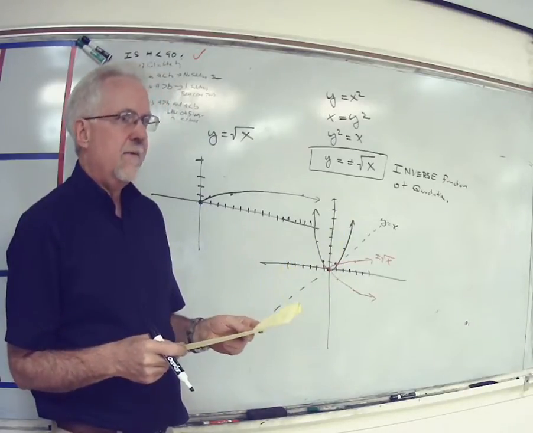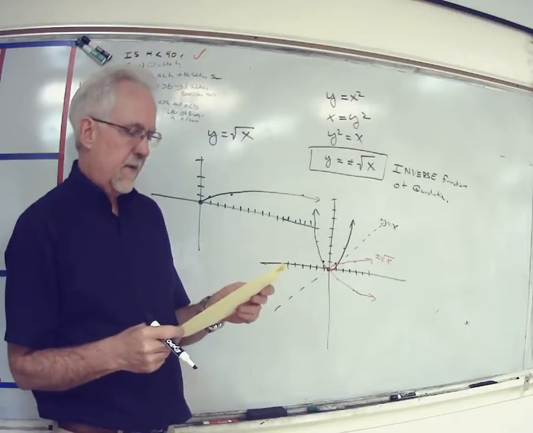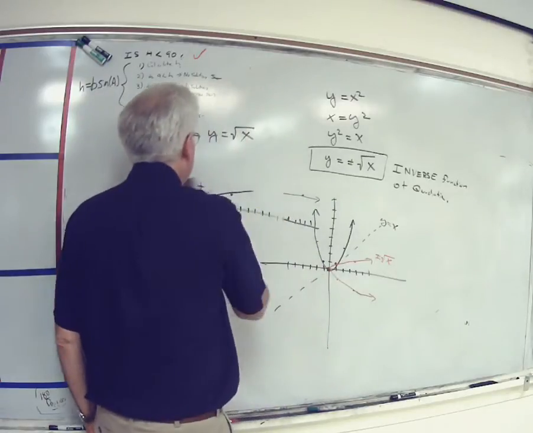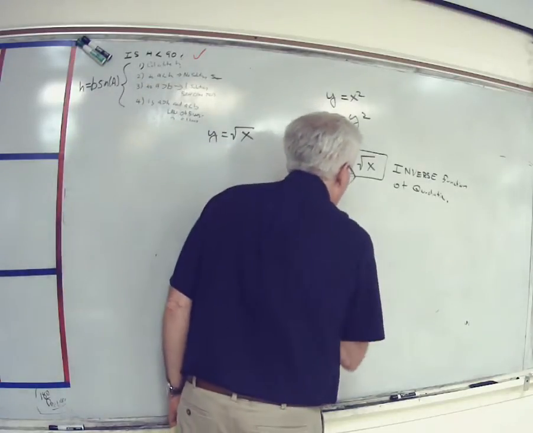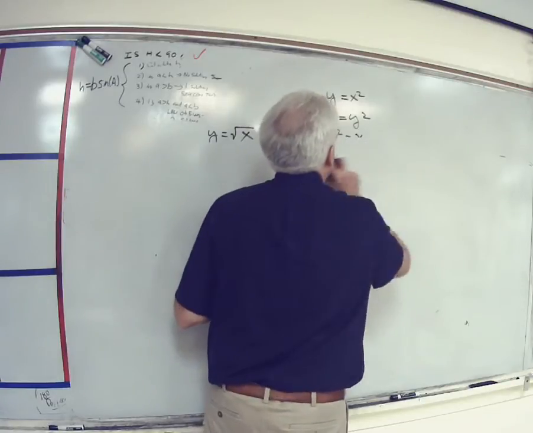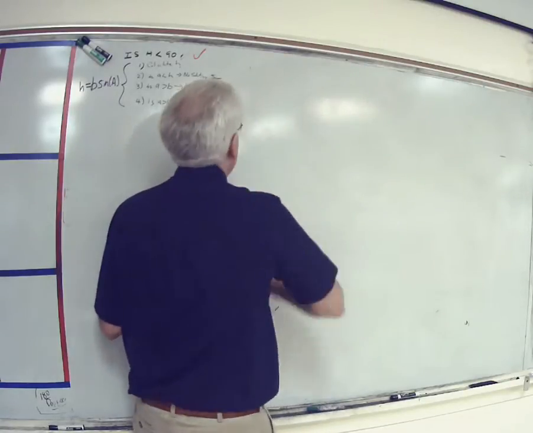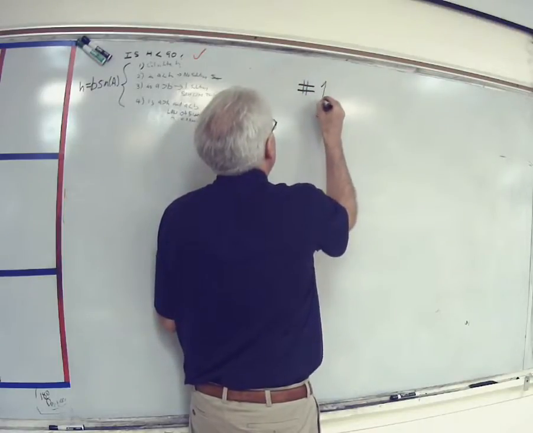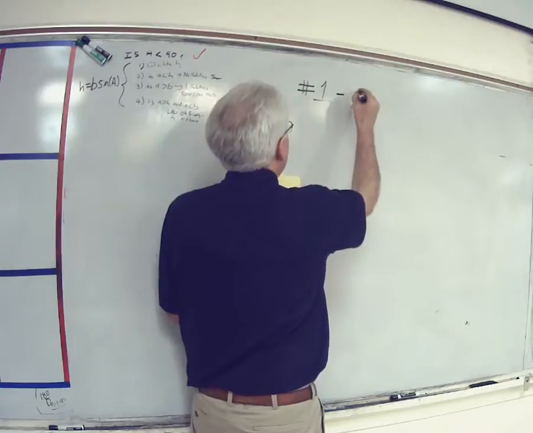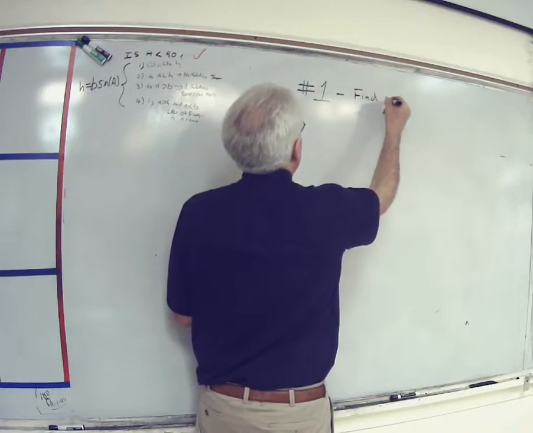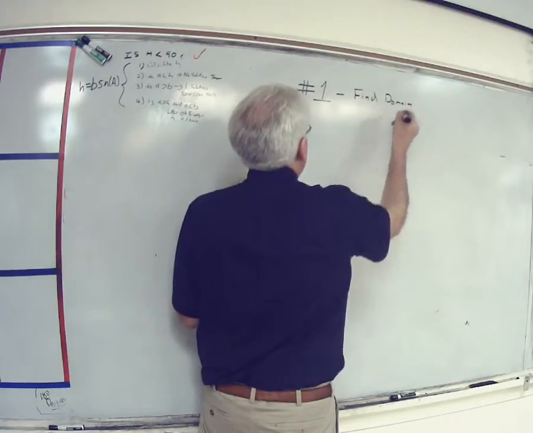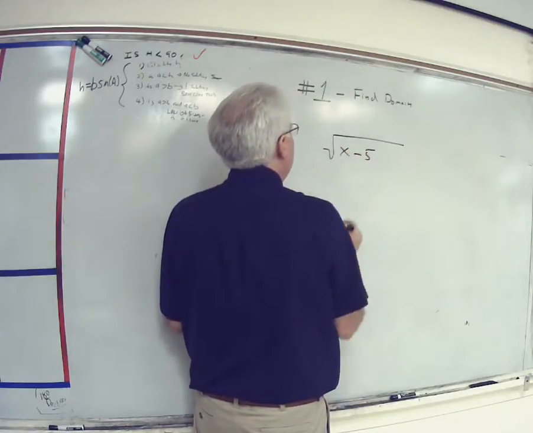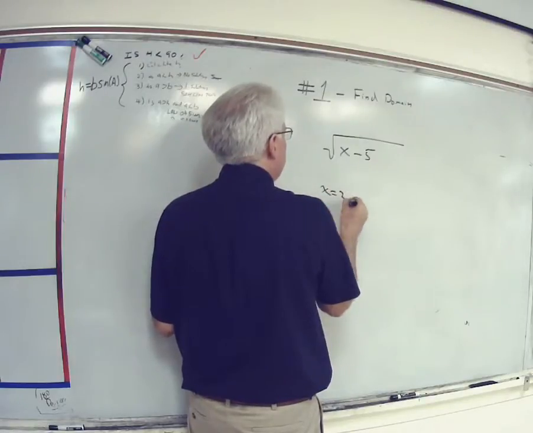So how would we graph a square root function? What's really important in graphing a square root function is knowing where to start. Number one, you better find the domain. Because if I said the square root of x minus 5, can I have x equal 2?